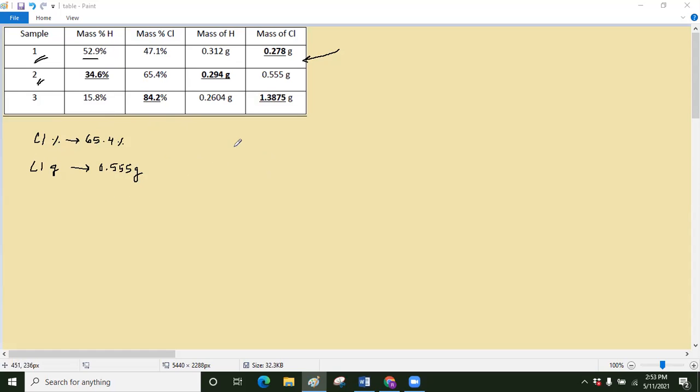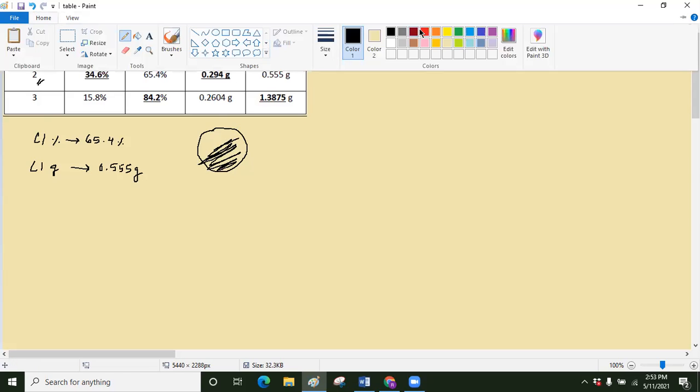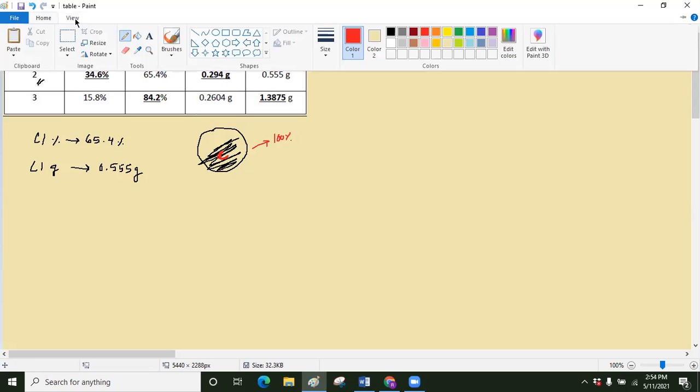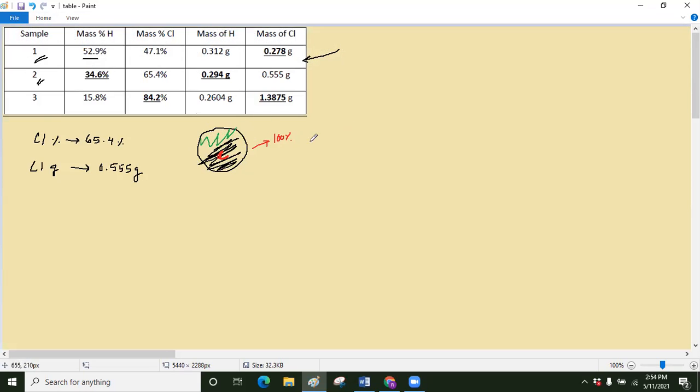We want to understand that we have a particular sample, and 65% of that is, in this case, going to be chlorine, right? And we know that out of 100% of the sample, so this entire sample is out of 100%, if 65.4% is chlorine, then the remainder, of course, must be hydrogen. The remainder must be hydrogen. So all that other stuff is hydrogen.